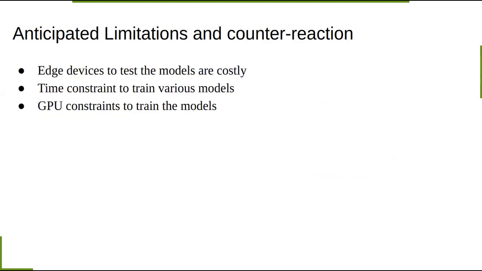Anticipated limitations. Edge devices to test the models are costly, but I have Raspberry Pis that I can use to test the models, but I don't know if time will allow me to work on the installation and deployment. Time constraints to train the various models. GPU constraints to train the models. For the GPUs, I used, I think, 6 emails to use Colab, but yeah, all the emails did the job.